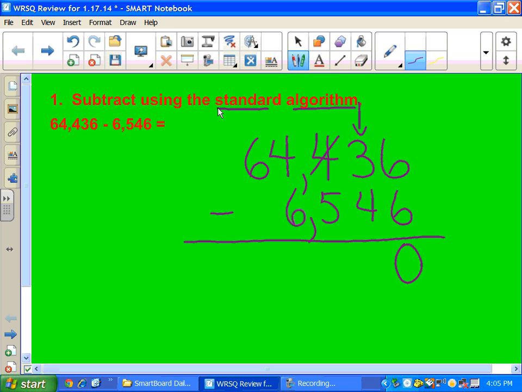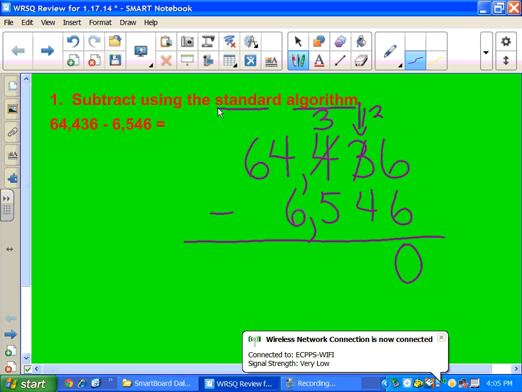I'm going to go to the hundreds. I'm going to grab one of those hundreds. That leaves 3 hundreds left. That 100 equals 10 tens. So 10 tens plus the 3 tens I now have, 13 tens here. 13 tens minus 4 tens is 9 tens.